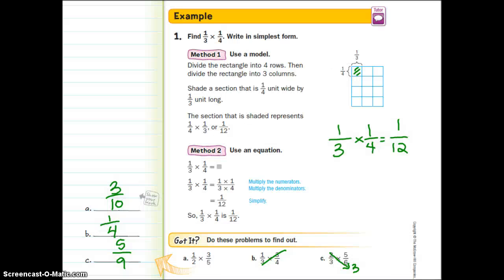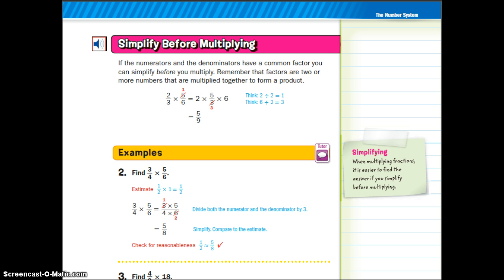I got 3/10, 1/4, and 5/9. Notice that in number B, we can eliminate both 3's because 3 goes into 3 one time. So then we only have the 1/4 left. Again, you could have brought it as 3/12 and simplify it to 1/4, but it's easier to simplify within the problem. Turn the page.